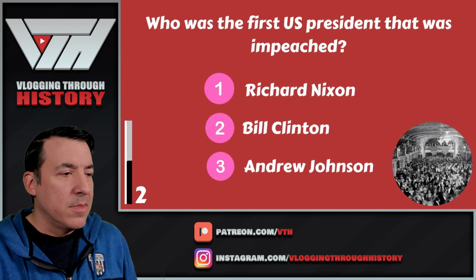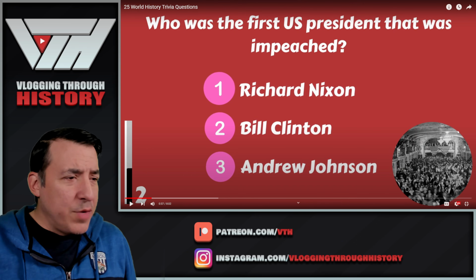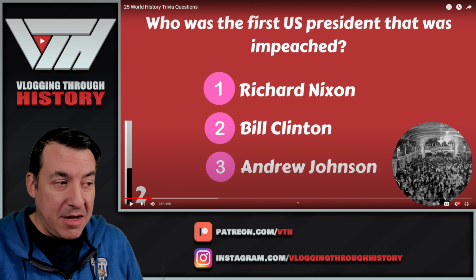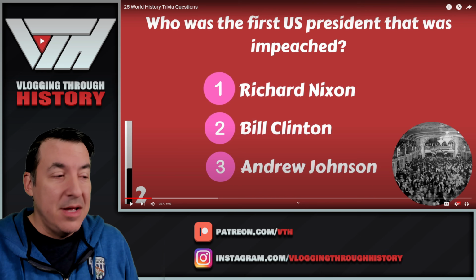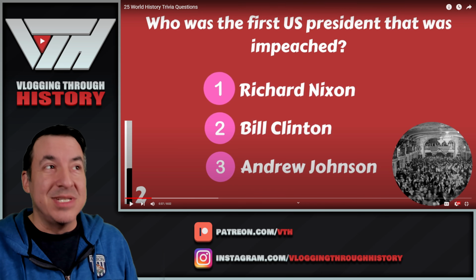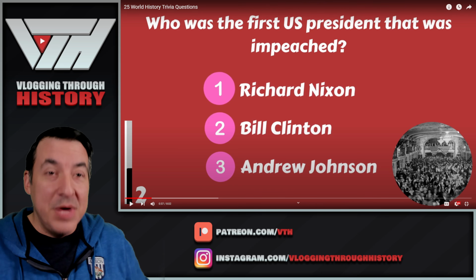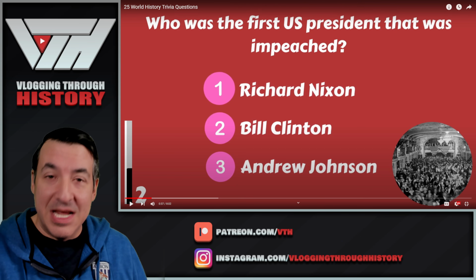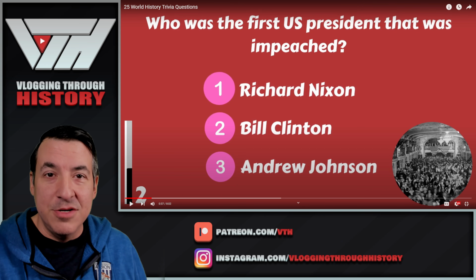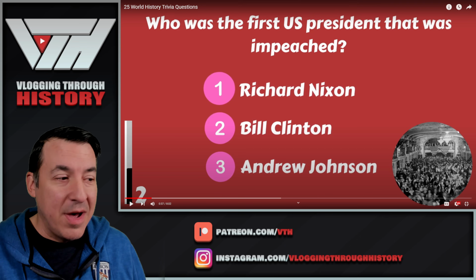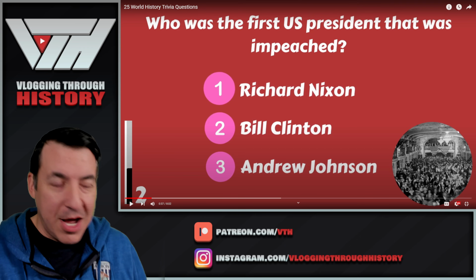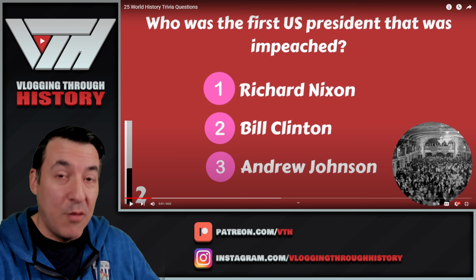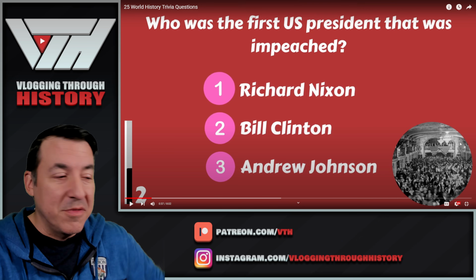Who was the first U.S. president that was impeached? All right, so Richard Nixon was not impeached, though they were beginning the process of impeachment when he resigned. Bill Clinton was impeached, but was not removed from office. Impeachment is basically the indictment by the House. Then there's a trial. The Senate votes. It takes 2/3 to convict and kick you out of office. Bill Clinton was not convicted. Neither was Andrew Johnson. He was saved by a single vote in the Senate. If one vote had changed, he would have been removed from office.